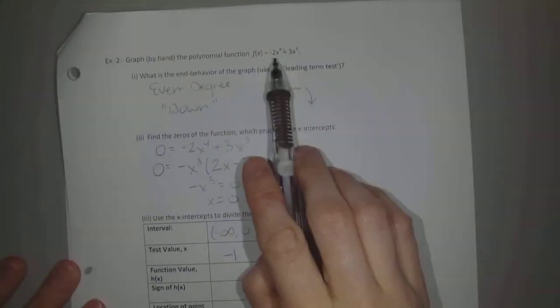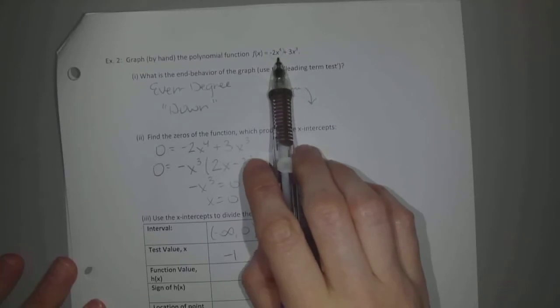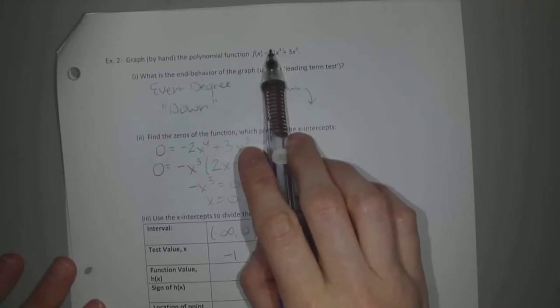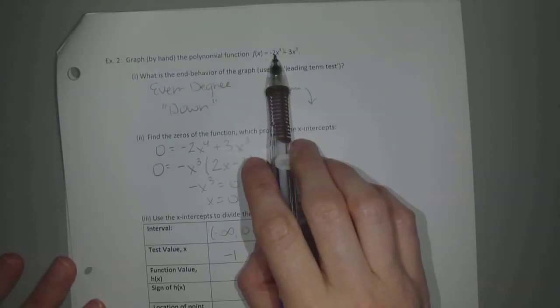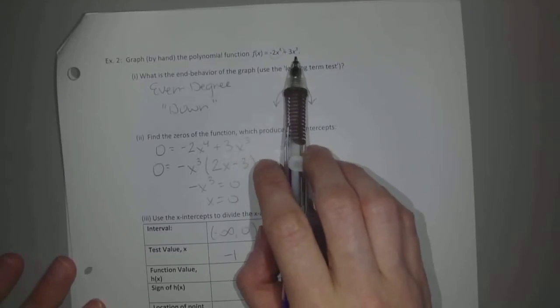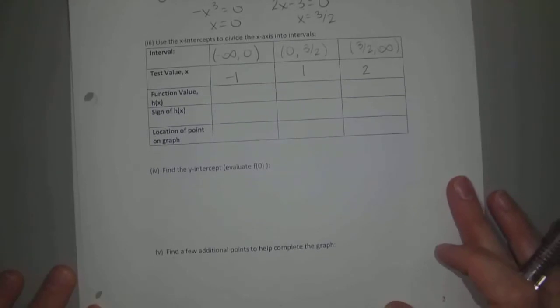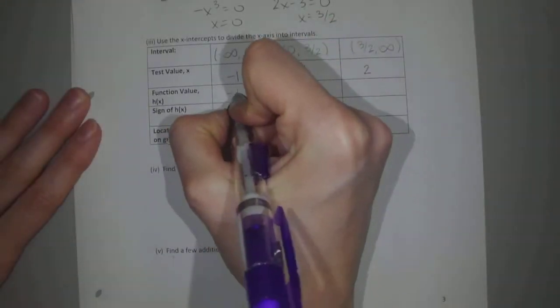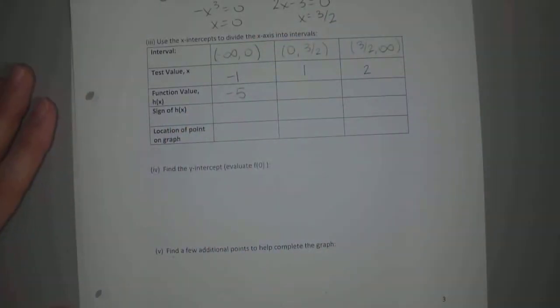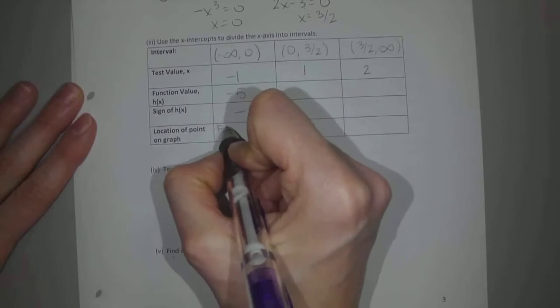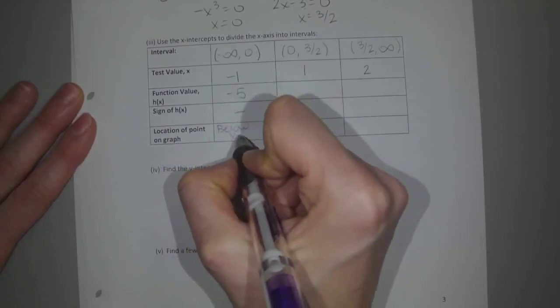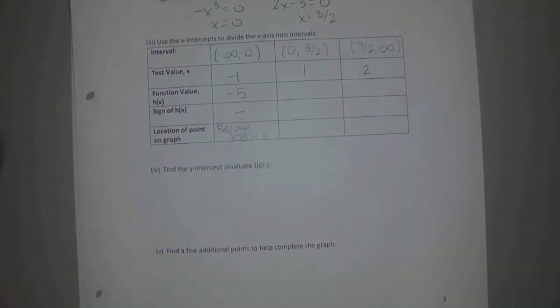So when we plug negative 1 in here, when you raise it to the fourth power, it stays positive. Times negative 2 would be a negative 2. And then when you plug in negative 1 here, it stays negative. So I got negative 5 when I did that. Did anybody else get negative 5? I did. Okay. So what does that mean? It means when we're leading up to crossing the x-axis at 0, our sign is negative, which means we're below the x-axis.